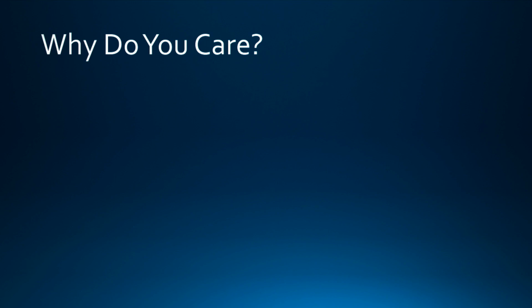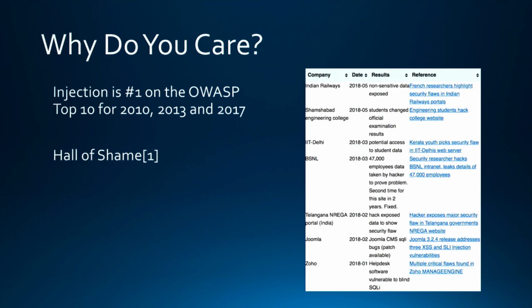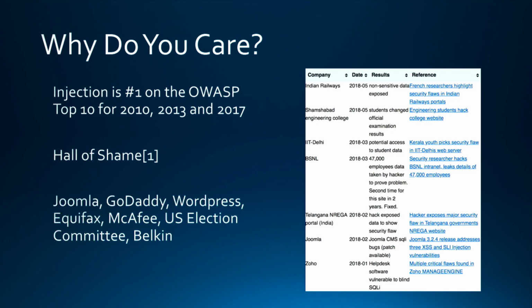So why do you care about this? One of the guys I eat lunch with regularly, when I was telling him I was going to present on this, said, why does SQL injection matter? And I said, well, it does because it's consistently at the top of the OWASP top 10 from 2013, 2010, 2017, and it's consistently happening. There's a website where they created a Hall of Shame. It's updated monthly with new attacks. You'll see big companies on here like GoDaddy, WordPress, Equifax, McAfee, the election committee 2 years ago, Belkin. It's happening to big companies.